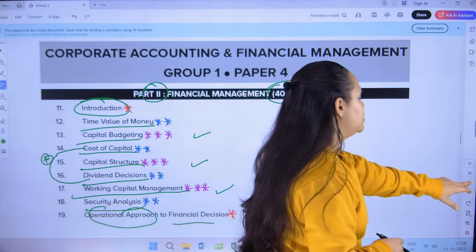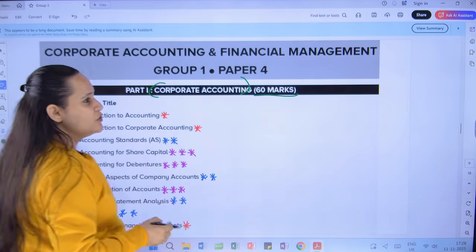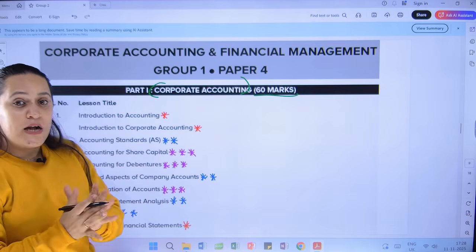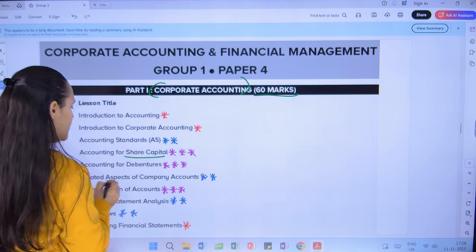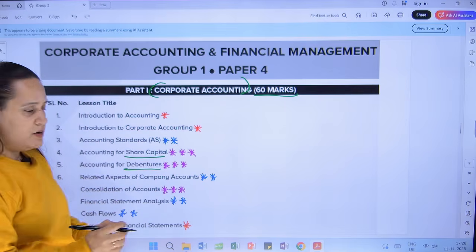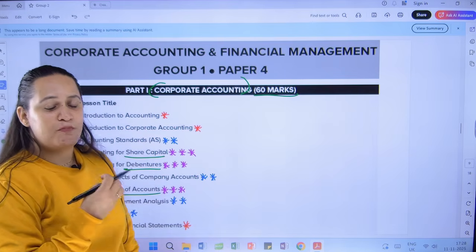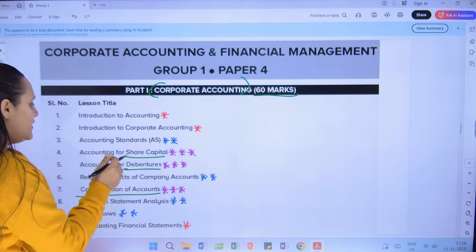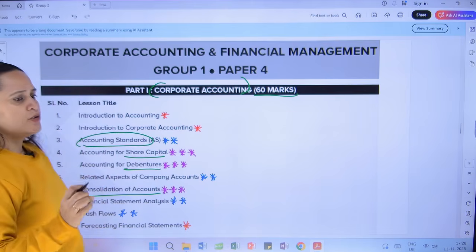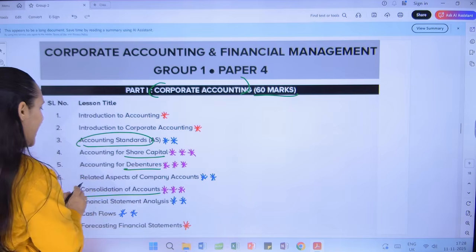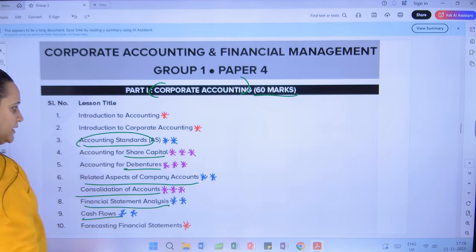Once you have covered your financial management part, then you're going to come to part A of the syllabus, that is corporate accounting, which is going to carry 60 marks. Significant chapters under this particular syllabus are your accounting of share capital and accounting of debentures, very, very important. Consolidation of accounts, I somehow have a feeling that this attempt they are going to give preference to this particular chapter. Then after that, you're going to focus on accounting standards. Definitely there is going to be a question on accounting standards, aspects related to company accounts, financial statement analysis, and cash flow statements.